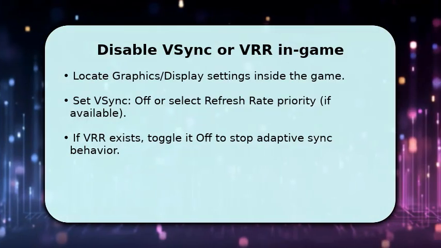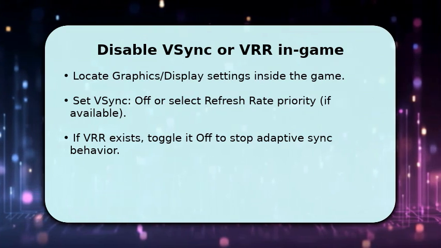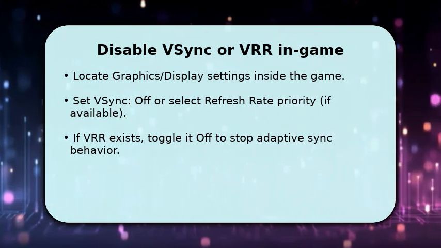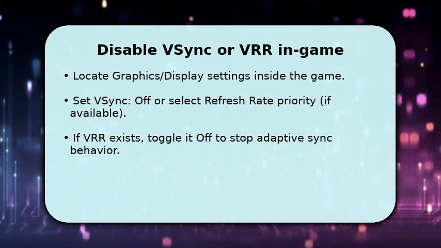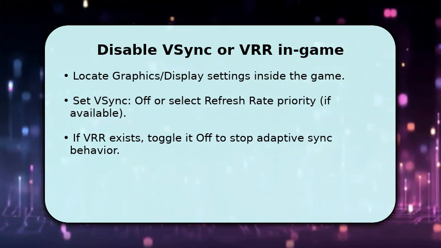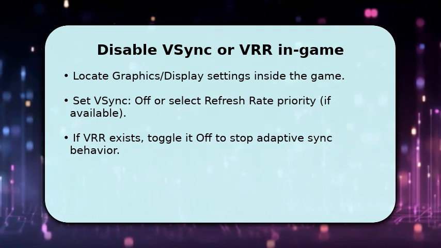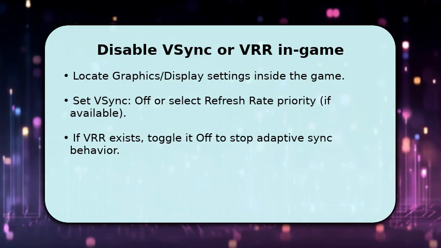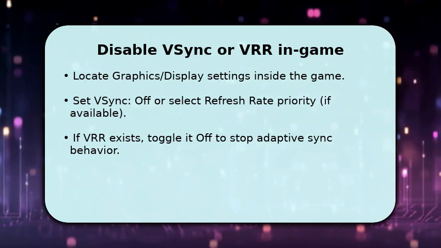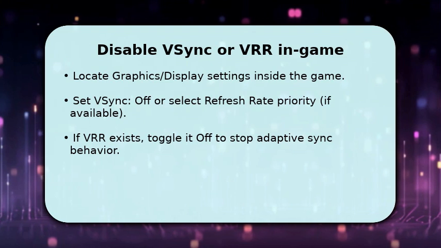You'll now make the actual change in the game's graphics settings. Navigate to Graphics or Display and find Vsync. Set it to off. Sometimes it's labeled Vertical Sync. If the game prioritizes frame rate versus smoothness, choose frame rate. For consoles that expose VRR, variable refresh rate, inside the game, turn that off too. VRR can emulate Vsync behavior.